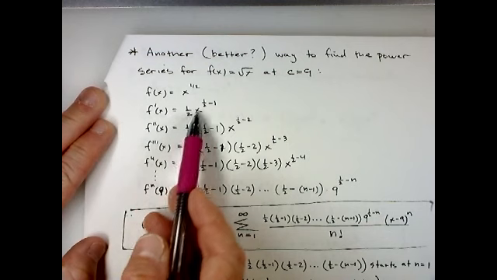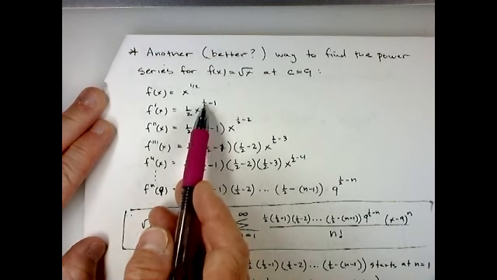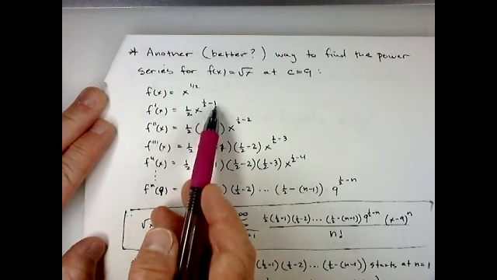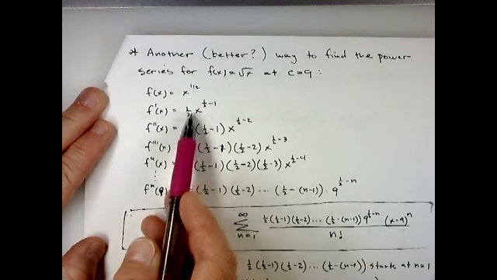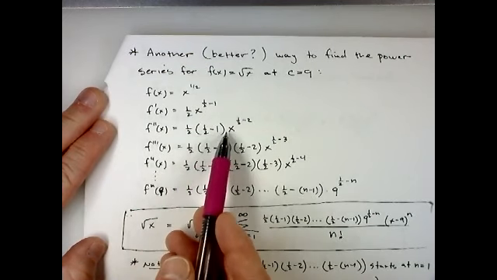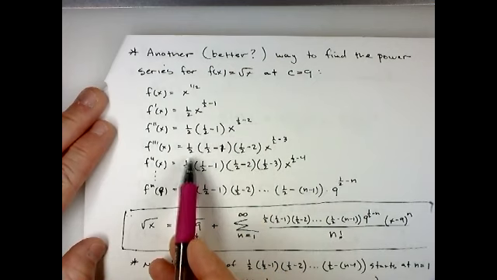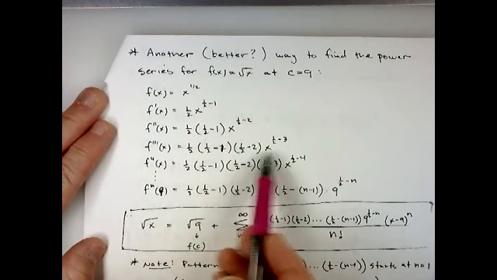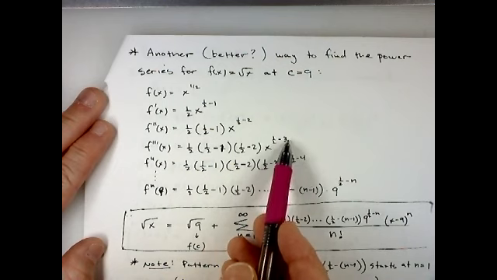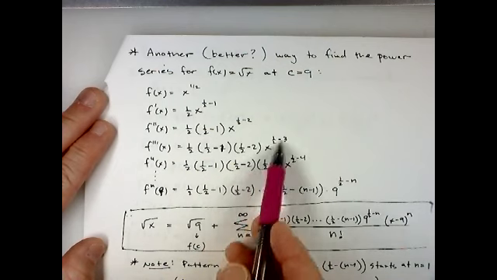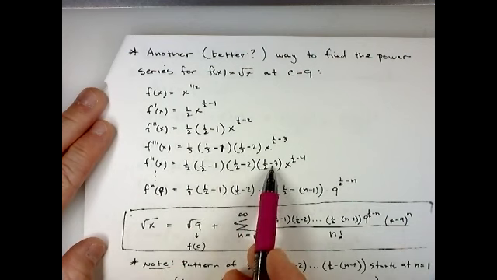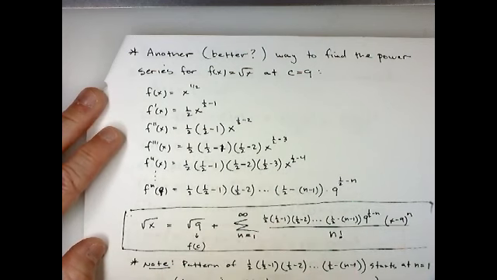Your first derivative is 1/2 x. Previously, I wrote -1/2. But how do you get that? It's 1/2 minus 1. The next derivative is 1/2 minus 1 times 1/2 minus 2, and then bring that down. 1/2 minus 1, 1/2 minus 2, x to the 1/2 minus 3. What's nice about this is it's a very clear pattern. You can tell this pattern is going to keep going forever.